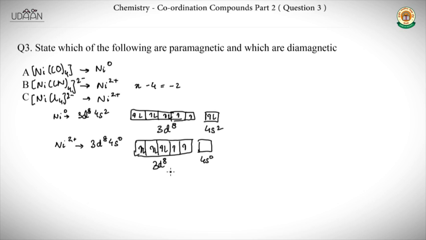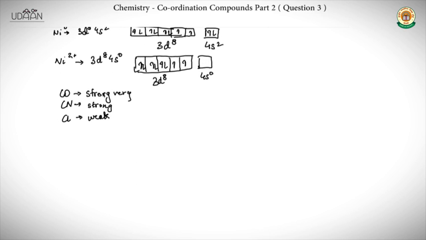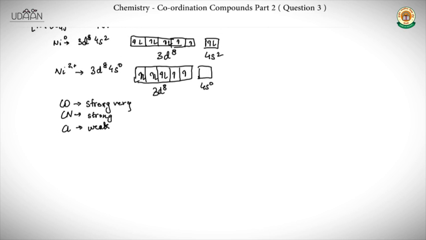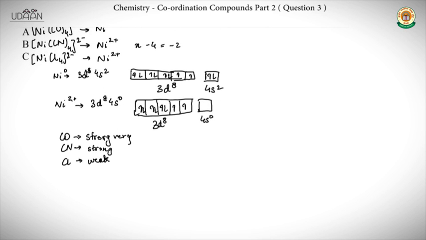Now we have to discuss one of the important concepts: CO is a very strong field ligand, that it can cause strong pairing. CN is slightly weaker, but it is still strong. And Cl we know is a weak field ligand, so Cl does not cause any pairing at all. So next we will have to find out for each. So now we know that we had Ni(CO)4.